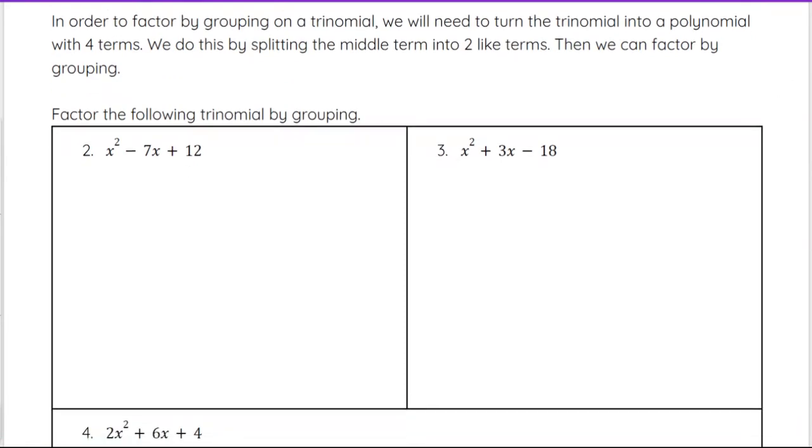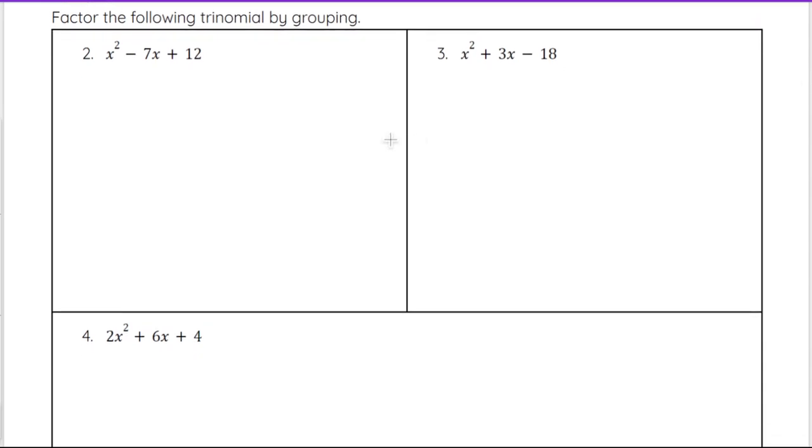So let's take a look at number 2. So on number 2 here, we see x squared minus 7x plus 12. So x squared minus 7x plus 12 is a trinomial. There are 3 terms. So in order to break up this middle term into 2 separate terms, and we're going to leave x squared and we're going to leave plus 12, we need to figure out 2 numbers that combine to be negative 7x. And they have to multiply to something specific as well, which we'll talk about in a minute.